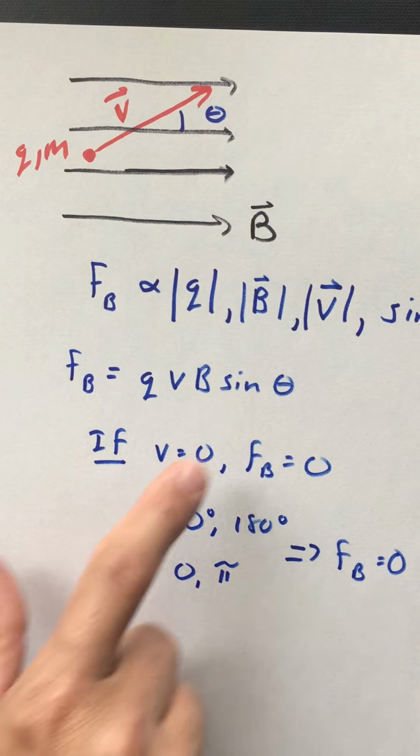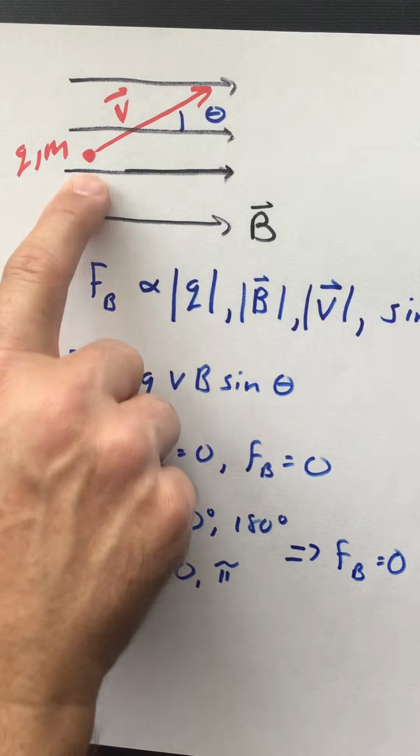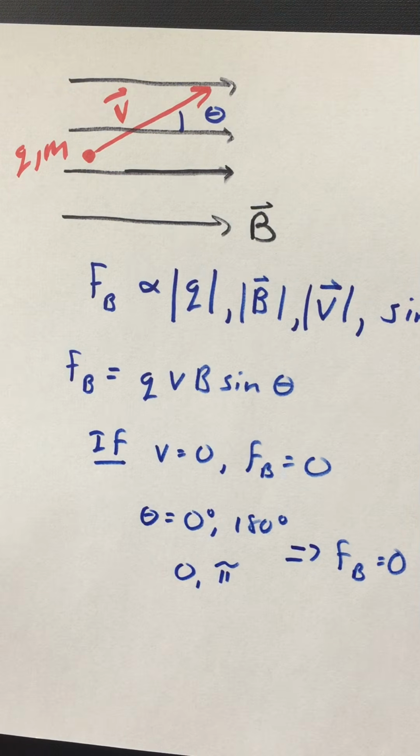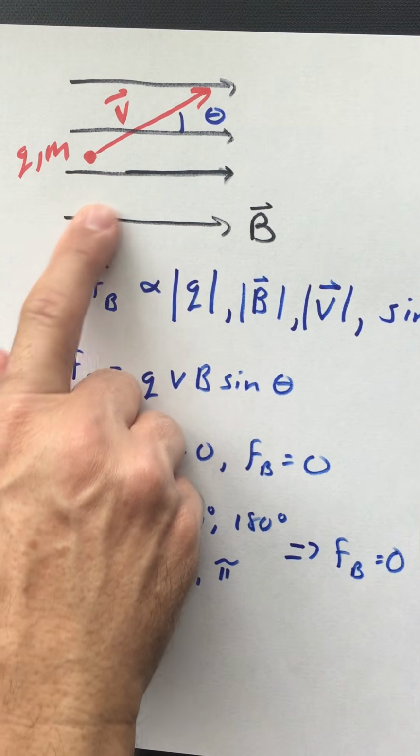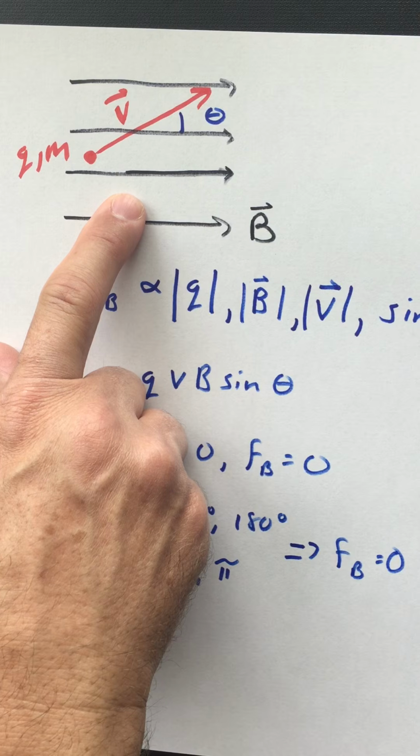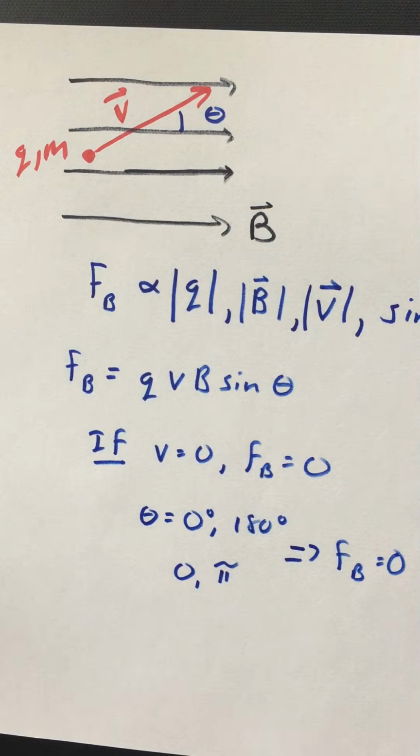So that's where this proportional to sine theta comes in. If theta is 0, the sine of 0 is 0, there's no force. So the particle has to be moving at some non-zero or non-180 degree angle to the field for there to be a force in the first place. Okay? All right. Takes care of all this.